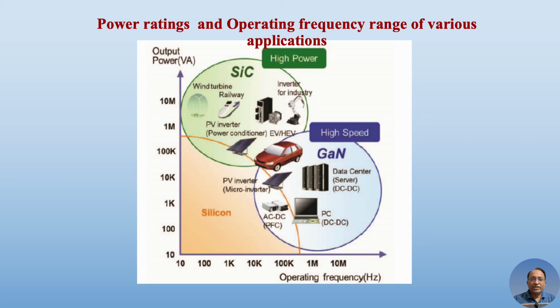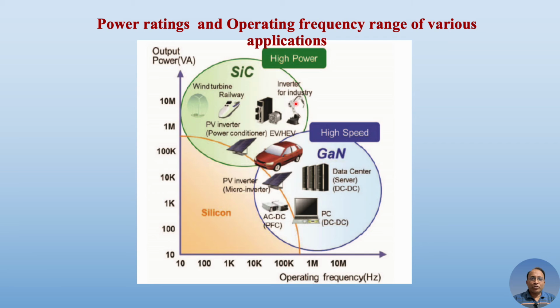Now that we have realized that the latest or recent types of semiconductor devices are silicon carbide and gallium nitride, let us see some interesting graphical representation of power electronic devices, power ratings and operating frequency range. So kindly pay your attention to the diagram.